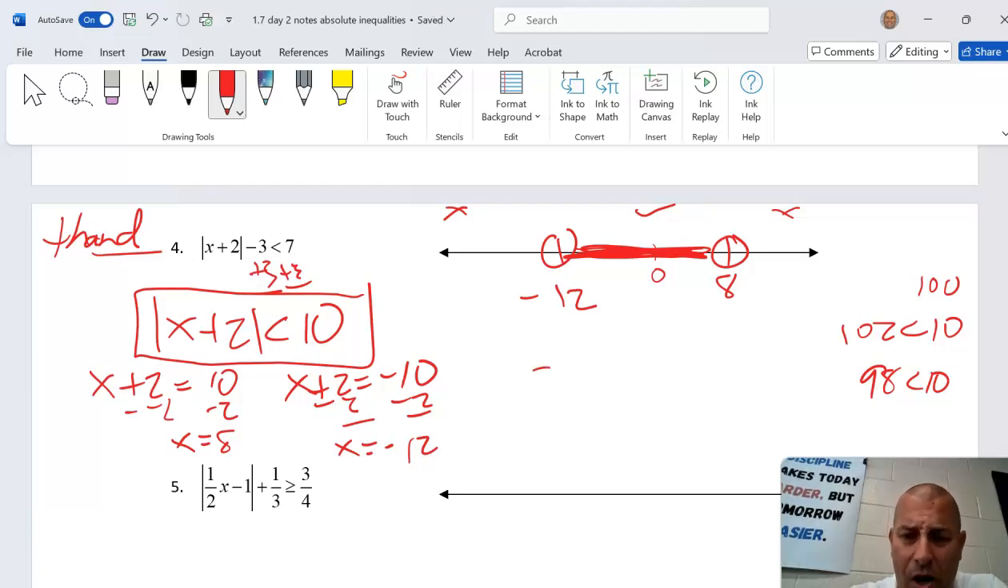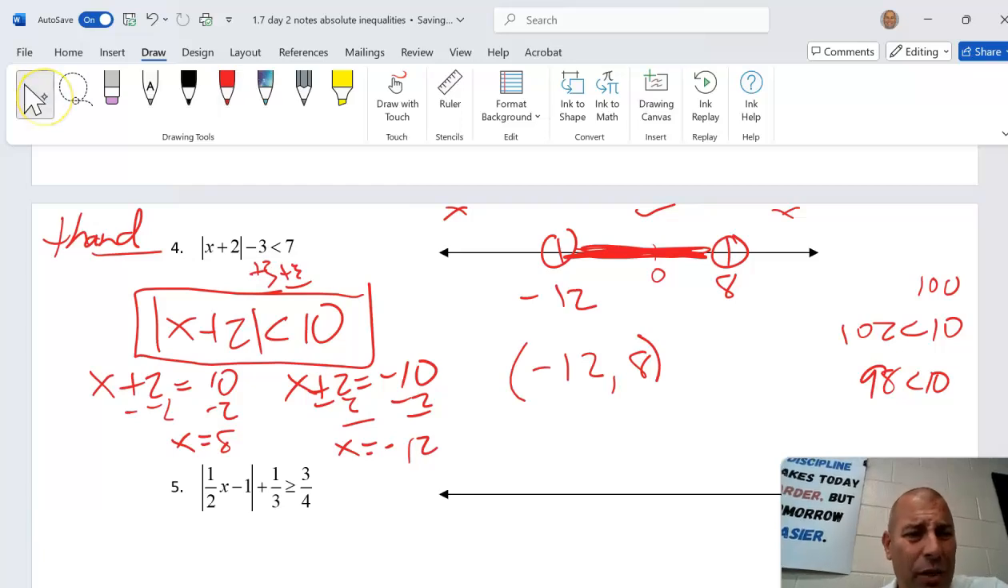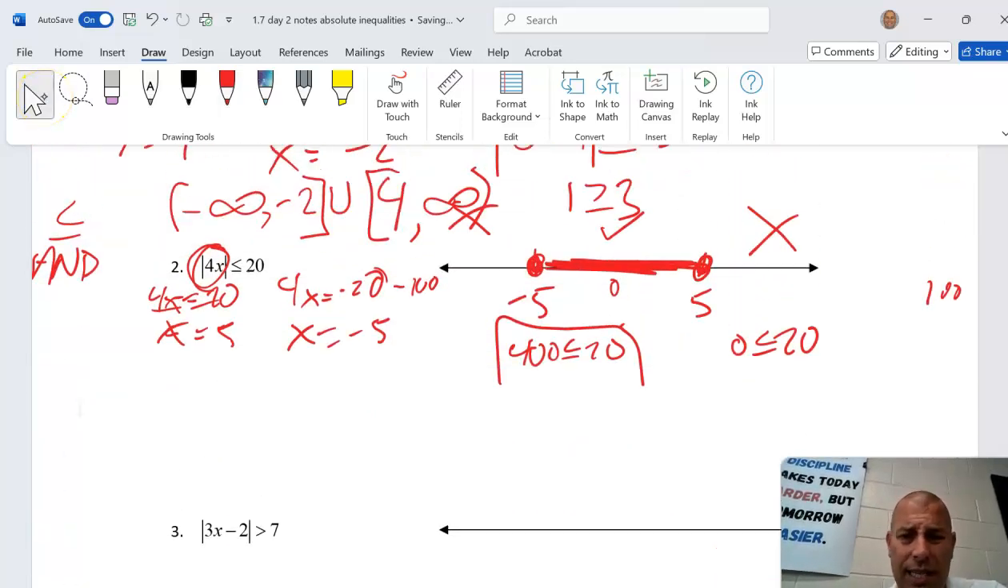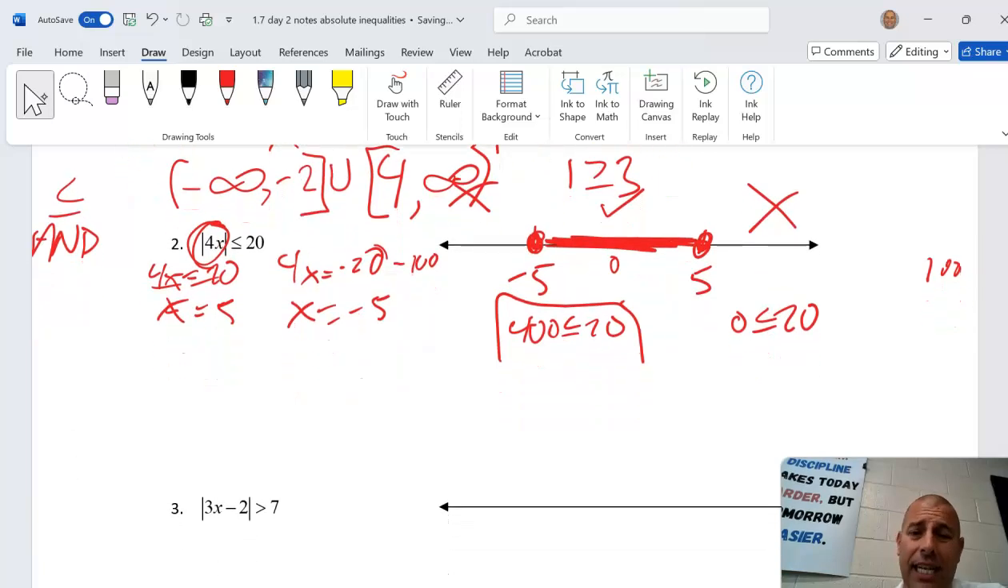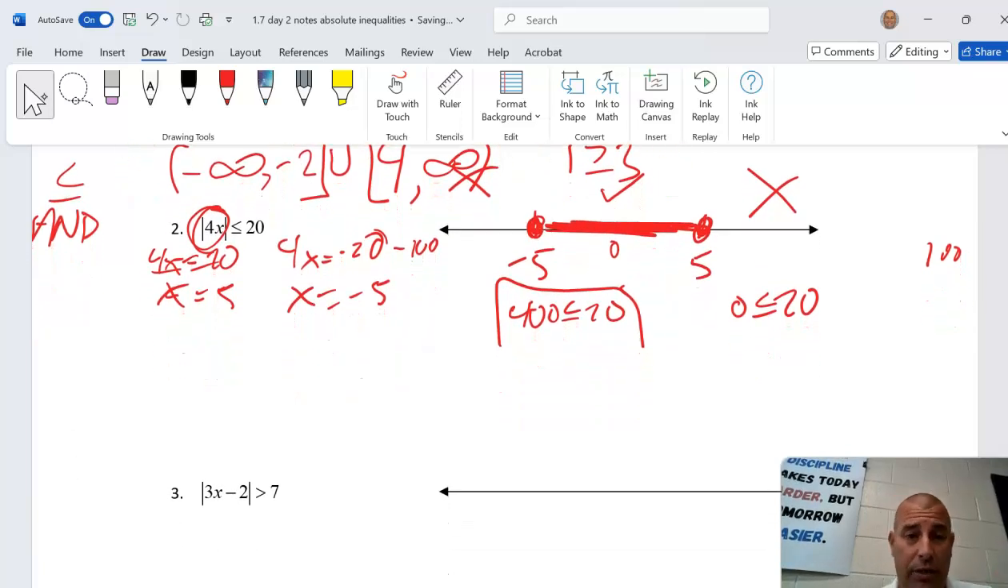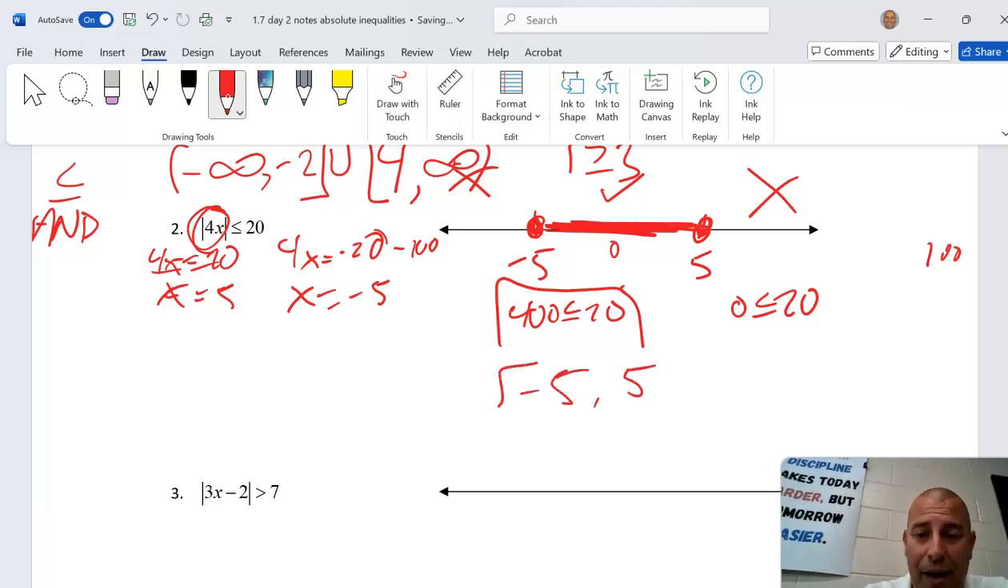So I go as small as negative 12. I go as big as 8. Wrap that in parentheses. I feel like I forgot to do interval notation on the previous one. Is that the case? I did, didn't I? Yes. Okay, let's get this one here. Kind of throw that in there. It's negative 5 to 5, and it's brackets.